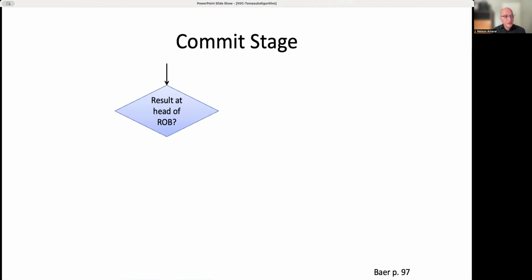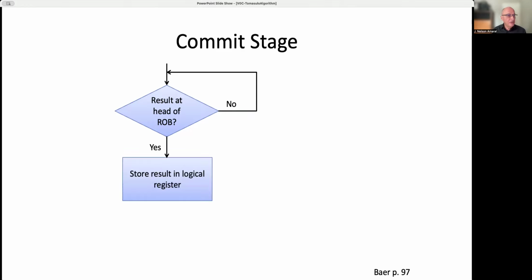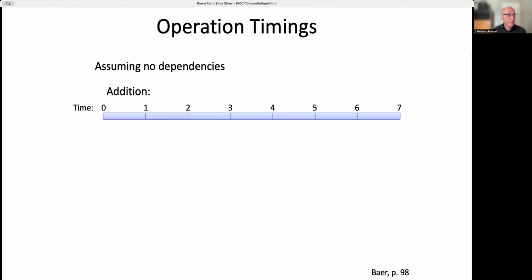Now I have the commit stage. In the commit stage, an instruction only commits when it gets to the top of the reorder buffer. That's the function of the reorder buffer, to ensure that instructions commit in order. So if the instruction is not at the top of the reorder buffer, there's nothing to do in the commit stage. If it's at the top of the reorder buffer, what I'm going to do is store the result in the logical registers. And then once I do that, I'm going to delete the reorder buffer entry.